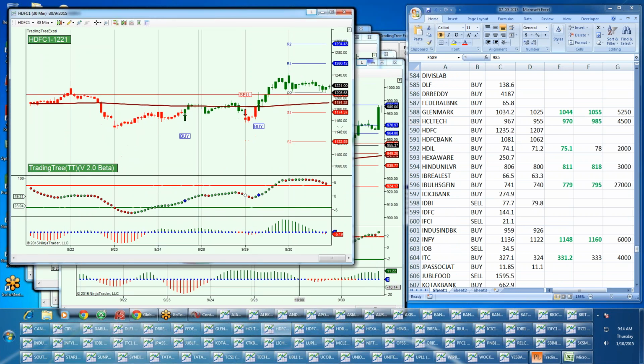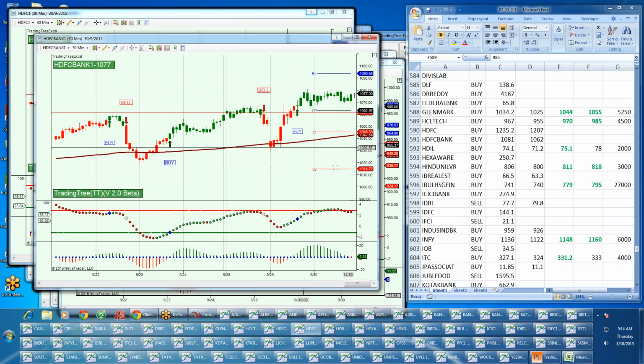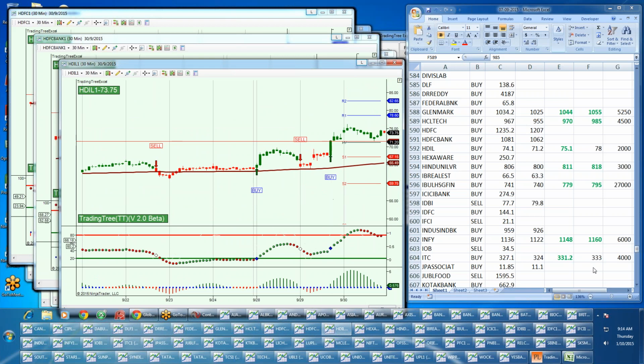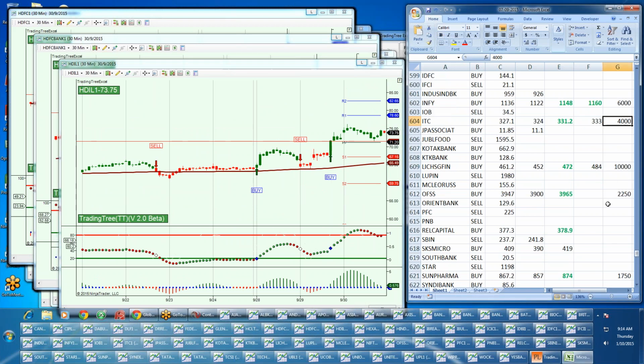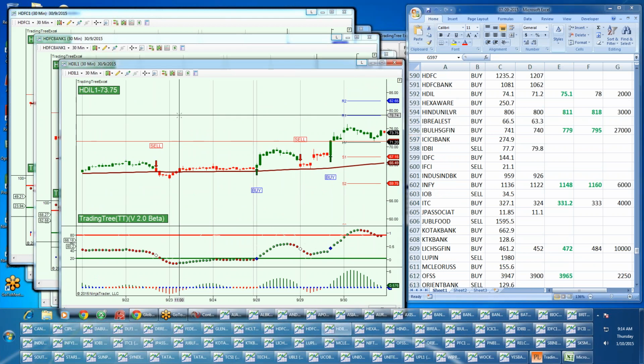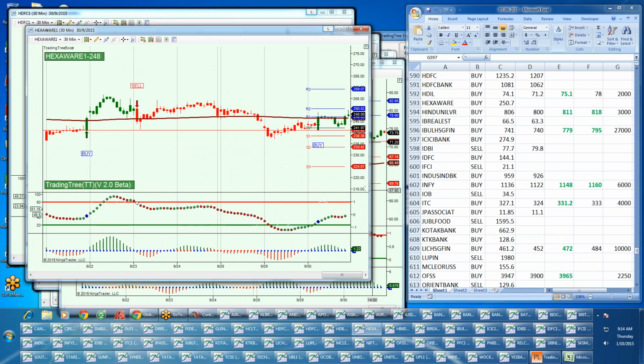HDFC, the call did not get triggered. The same thing with HDFC Bank also. HDIL, there was a profit of around 4,000 rupees. All this data I'm showing you is in the futures. So in case you happen to take any trades, you'll have to trade in futures.